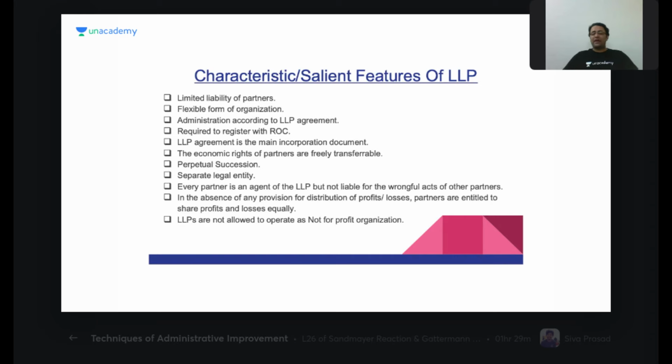Is everyone clear with this concept? Anyone wants me to explain it again? Anyone? I can explain it to you again.